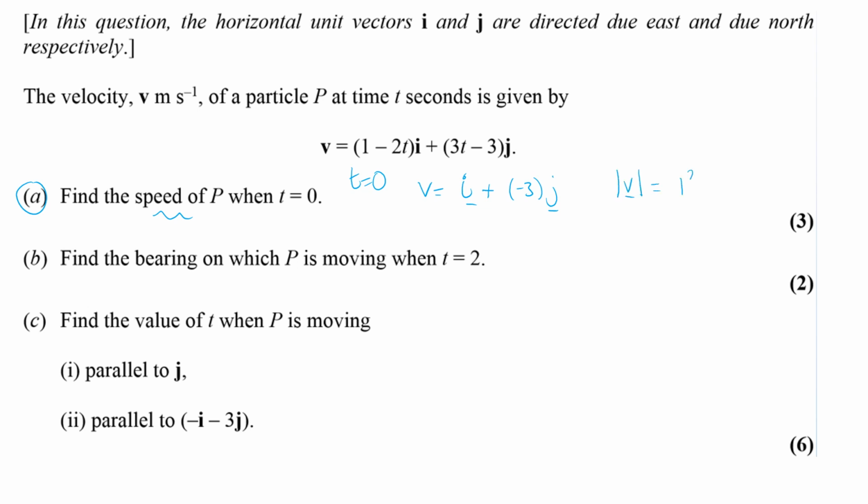And then the speed is just going to be the magnitude of v at that point. So that's going to be 1 squared plus 3 squared and square root, so that's going to be the square root of 10, and that will be meters per second.